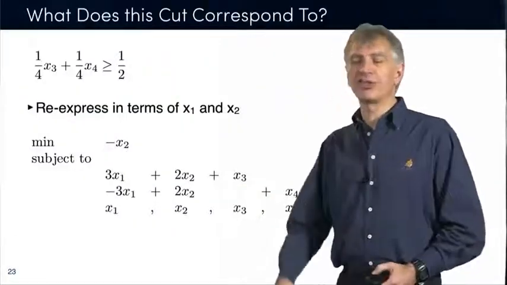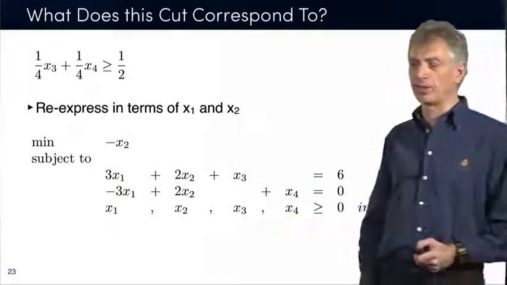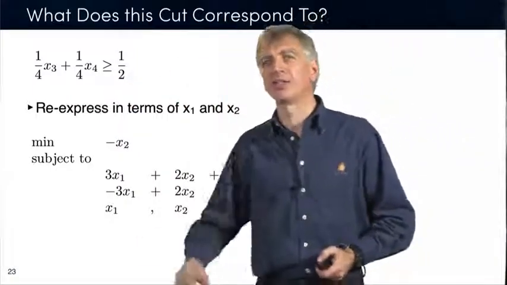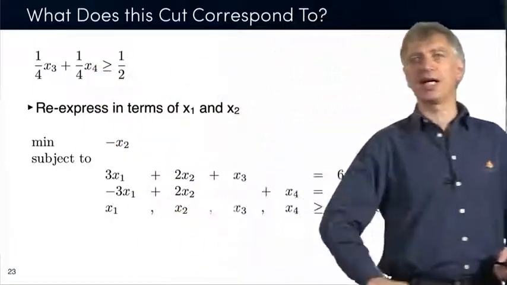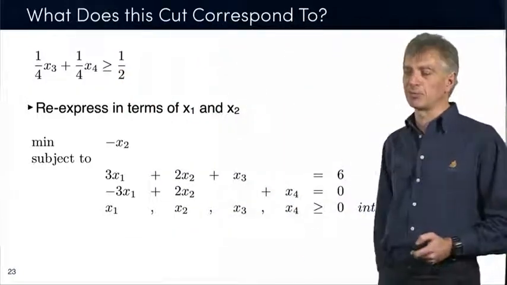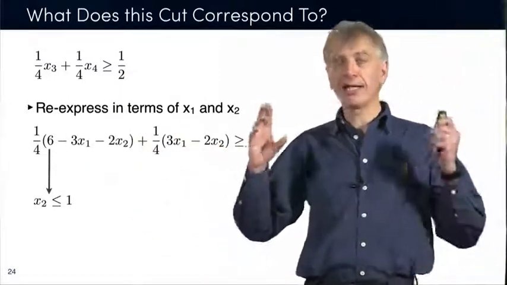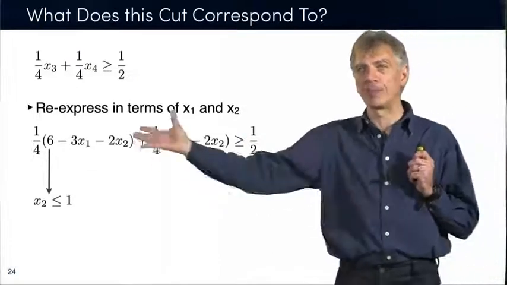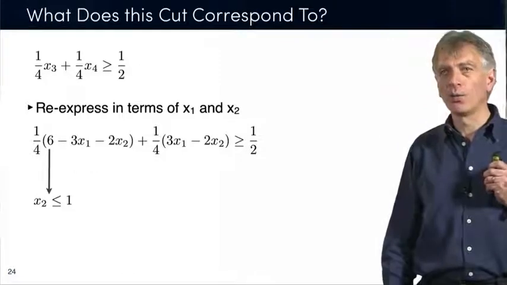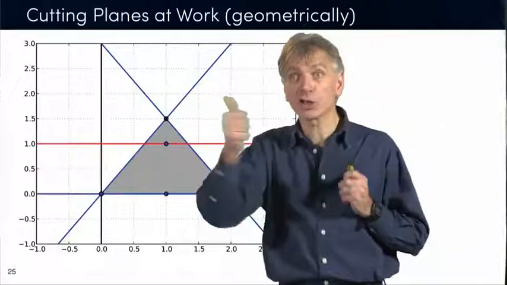Of course, that's when I told you that it's easy to re-express x3 and x4 in terms of x1 and x2. So we can take this cut and try to see what it means in the original space. You take the value of x3 and the value of x4 from that system of equations and re-express these things here. Just massage this thing, and you get x2 is smaller than or equal to 1, which is the first cut that I've shown you before. Wow, that's great, right?